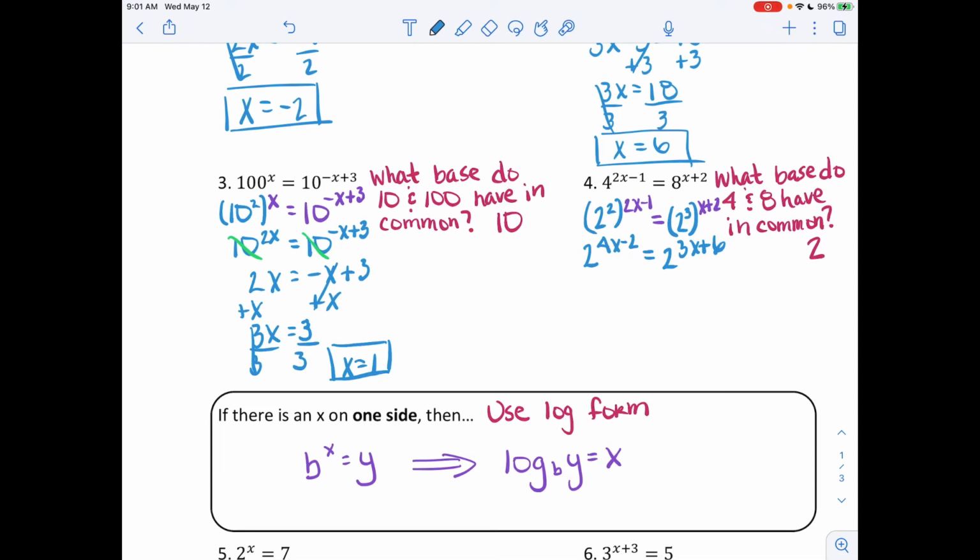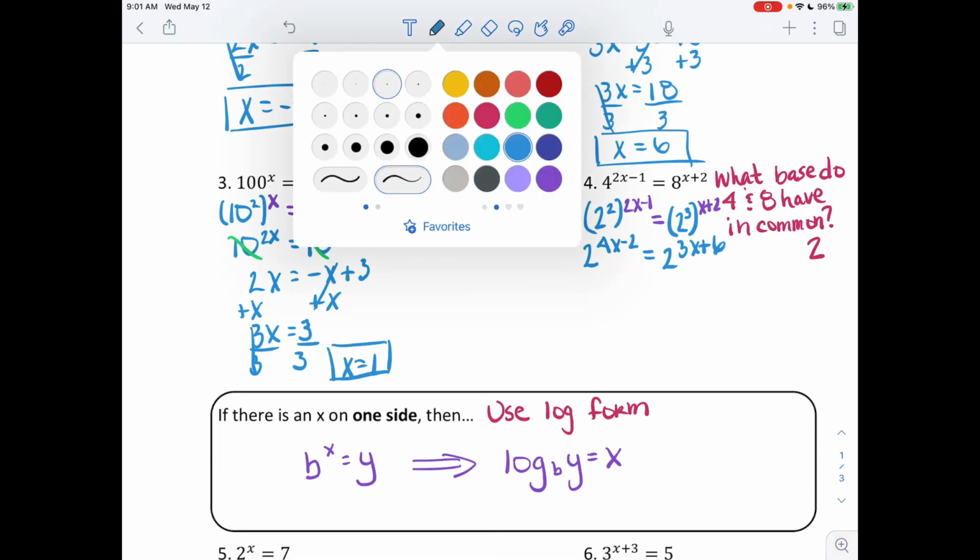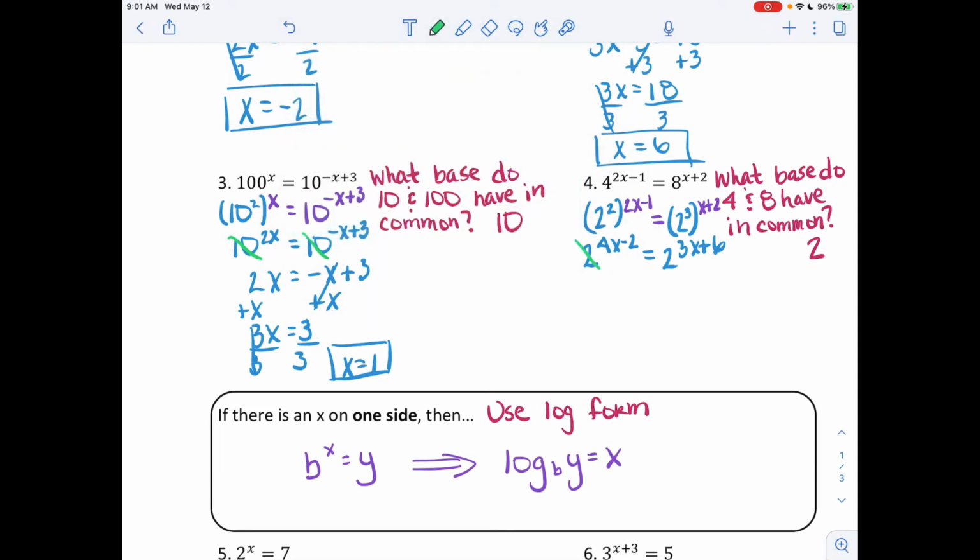Now that I have the same base and I've cleaned everything up, I can eliminate the base and set exponent equal to exponent. 4x minus 2 equals 3x plus 6. Going to subtract 3x from both sides, which will leave me with x minus 2 is equal to 6, and then add 2 to both sides to give me a final answer of x is equal to 8.